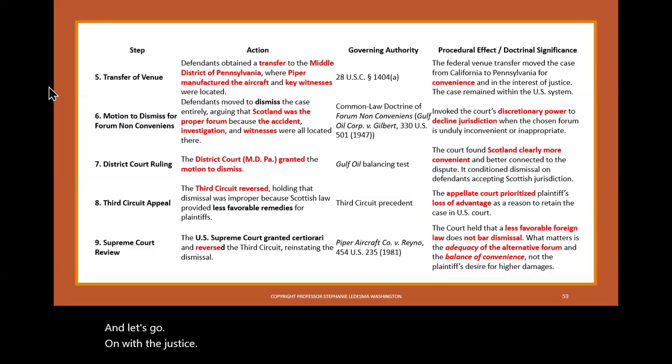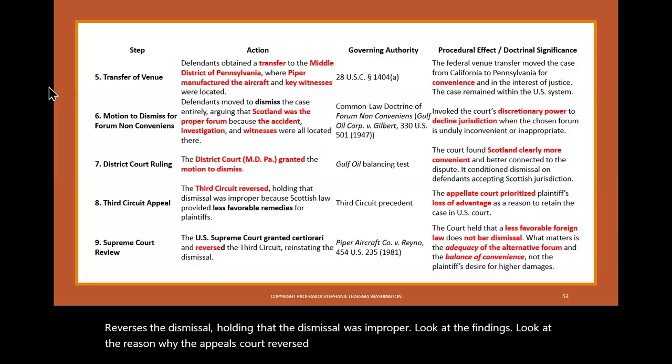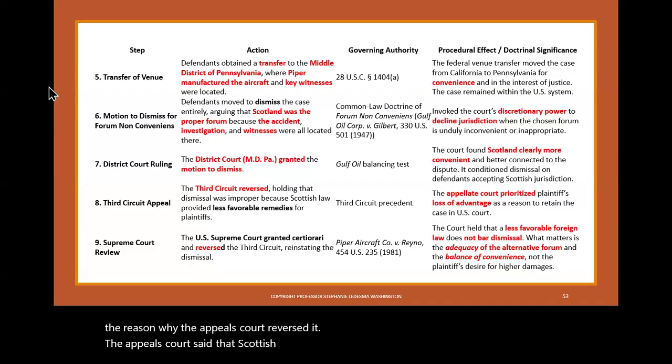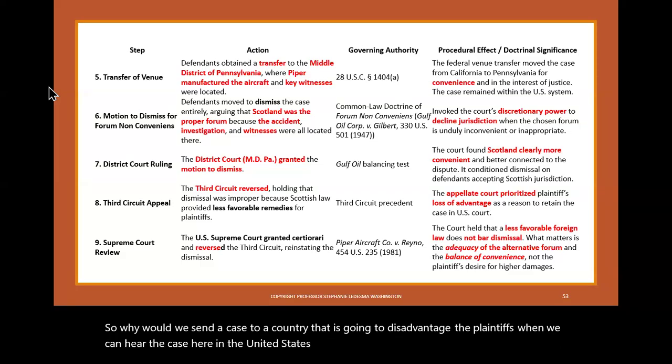Great. Are we done? We are not. Look at line number 8. Of course, the California attorney appeals, and the Third Circuit, the appeals court, reverses the dismissal, holding that the dismissal was improper. Look at the reason why the appeals court reversed it. The appeals court said that Scottish law provides a less favorable remedy for the plaintiffs. So why would we send a case to a country that is going to disadvantage the plaintiffs when we can hear the case here in the United States, which will advantage the plaintiffs?